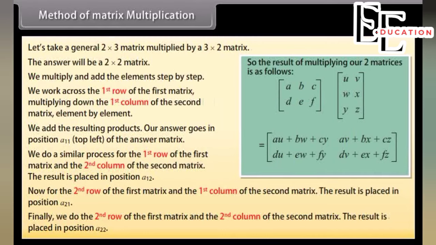So, the result of multiplying our two matrices is: the matrix with first row A, B, C, second row D, E, F, times the matrix with first row U, V, second row W, X, third row Y, Z, produces the matrix with first row AU plus BW plus CY, AV plus BX plus CZ, second row DU plus EW plus FY, DV plus EX plus FZ.